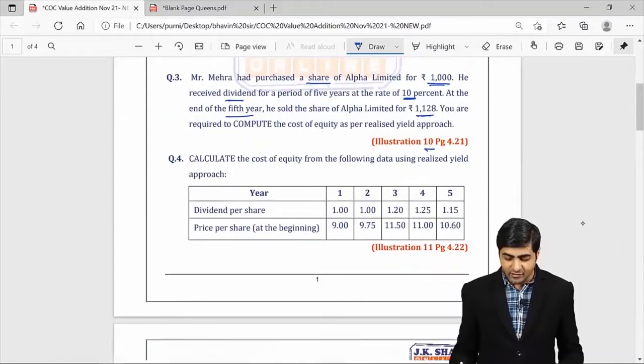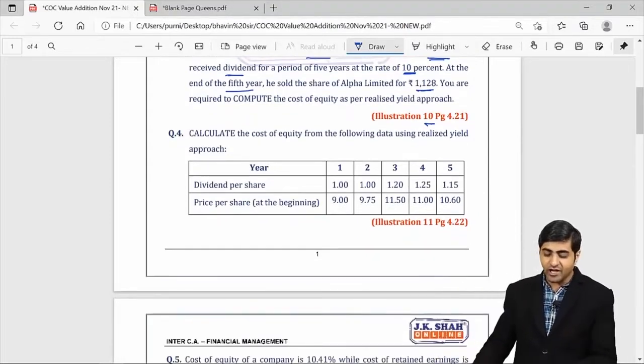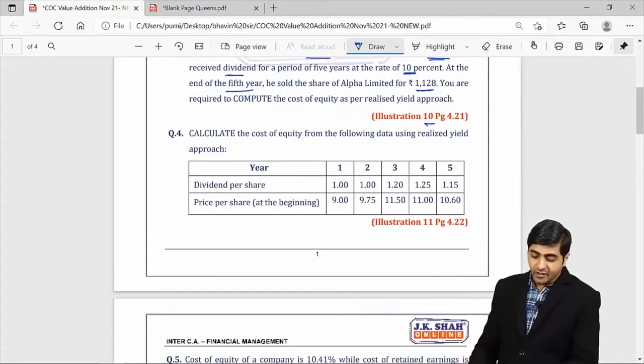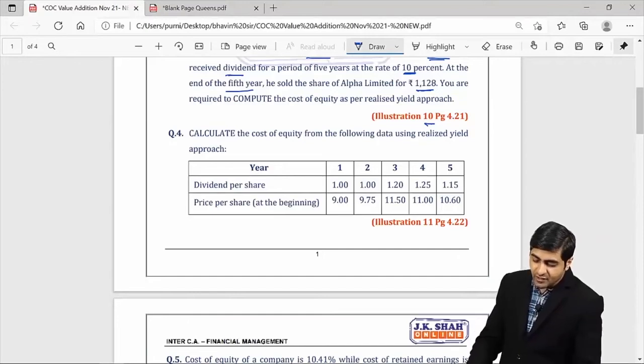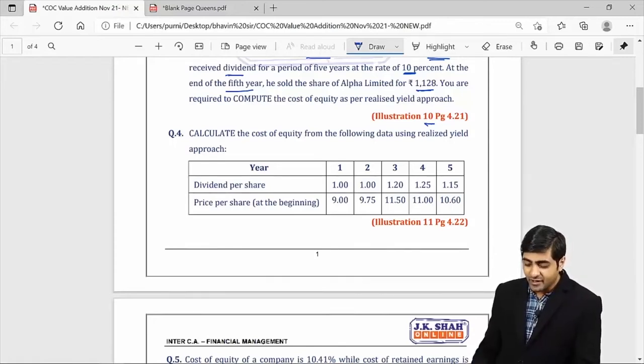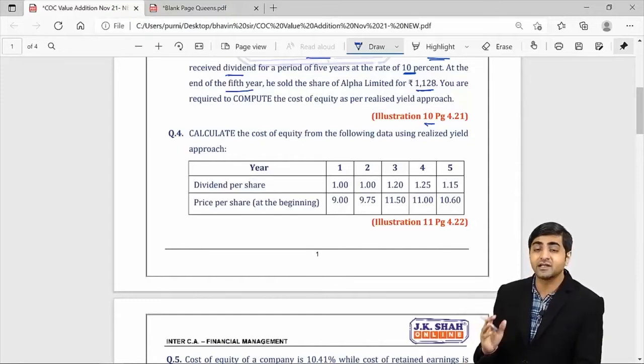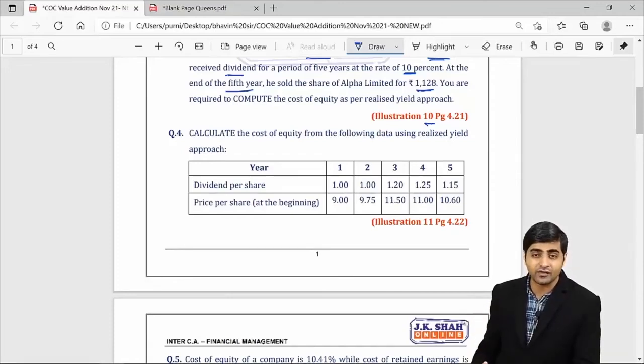Okay students, now let us start with the next question. You are required to calculate the cost of equity from the following data using again your realized yield approach. And guys, here they have just given you simply year 1 to year 5 dividend per share, and they have told you price at the beginning is available. Now this question, my dear students, you have to just apply your basic concepts, that first of all your realized yield approach is nothing but the rate at which your present value of cash inflow is equal to present value of cash outflows, right? Similar to your IRR technique.